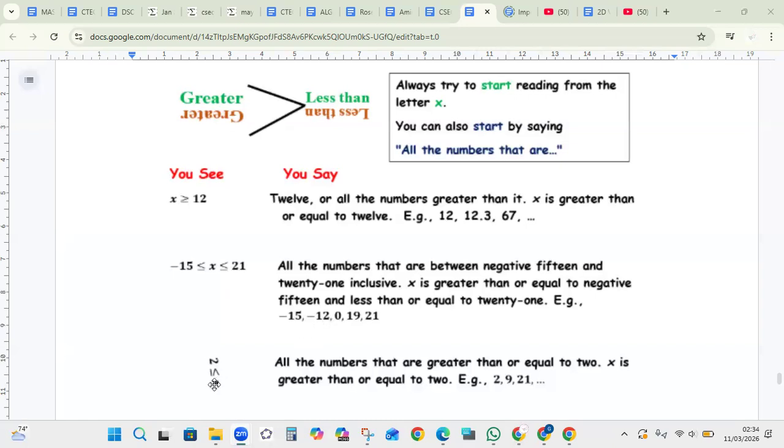And here, I purposefully angled it in a diagonal sense, and you don't have to twist your head, just look for the X, and you start to read. So in math, you can read from up to down. You can read in any different direction. All the numbers that are greater than or equal to 2. X is greater than or equal to 2. So numbers like 2, 9, 21, etc. So rule of thumb, always try to read from the letter X, and you can replace the letter X with the words all the numbers that are. And the opening is the greater than, and the point is the less than.